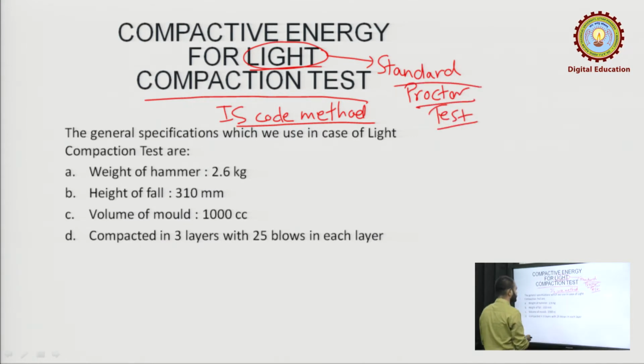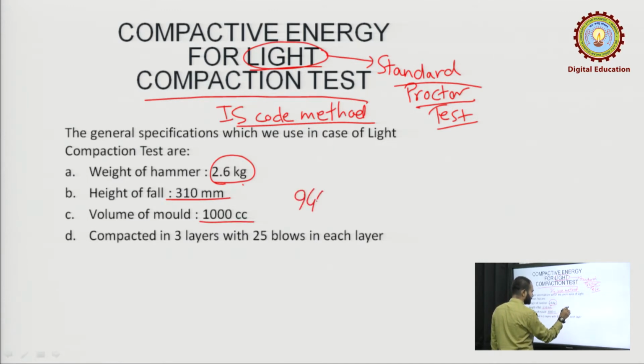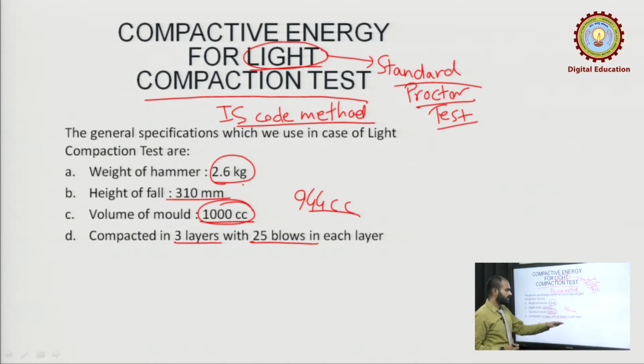You can see the weight of the hammer has been changed to 2.6, height of fall 3.1 or 31 centimeter. Now, volume 944 was there, if you remember, 940. Now this is converted to 1000 cc. Compaction is in 3 layers and 25 blows again. So now we will be calculating the energy being delivered by this.